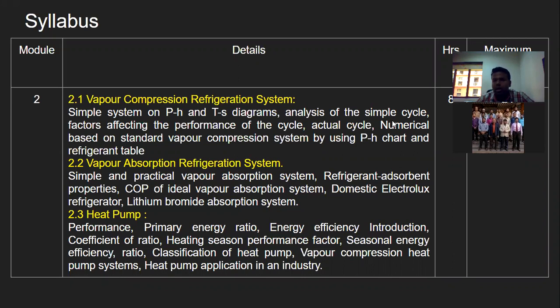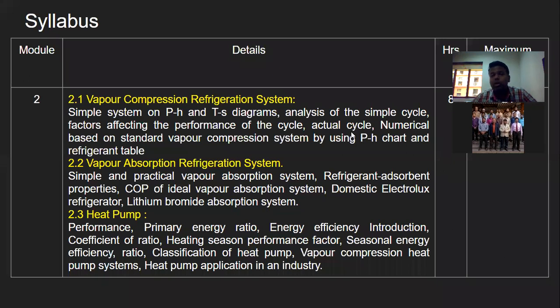It is not an engine, so this system will not produce power, it will consume power. When it consumes power, we calculate COP. Then we need to see which factors affect the performance of the cycle: by increasing or decreasing some parameter, what happens to the COP? We need to check that. Then we need to see the actual cycle, how the ideal cycle and the actual cycle are going to look.